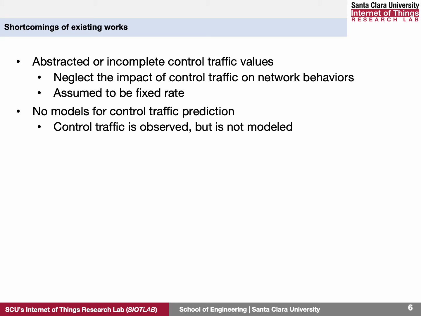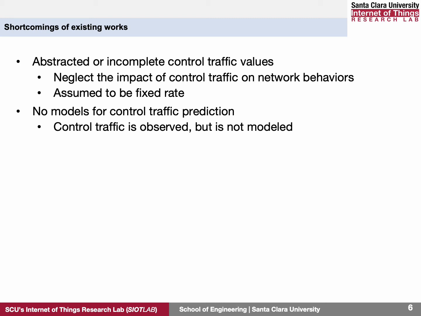Knowledge of control traffic in the SDN is very important, but existing literature tends to fall short when it comes to describing control traffic characteristics. There are works that analyze and acknowledge the presence of control traffic in SDN environments, but these analyses usually rely on abstracted or incomplete control traffic measurements and do not offer any models for control traffic prediction.